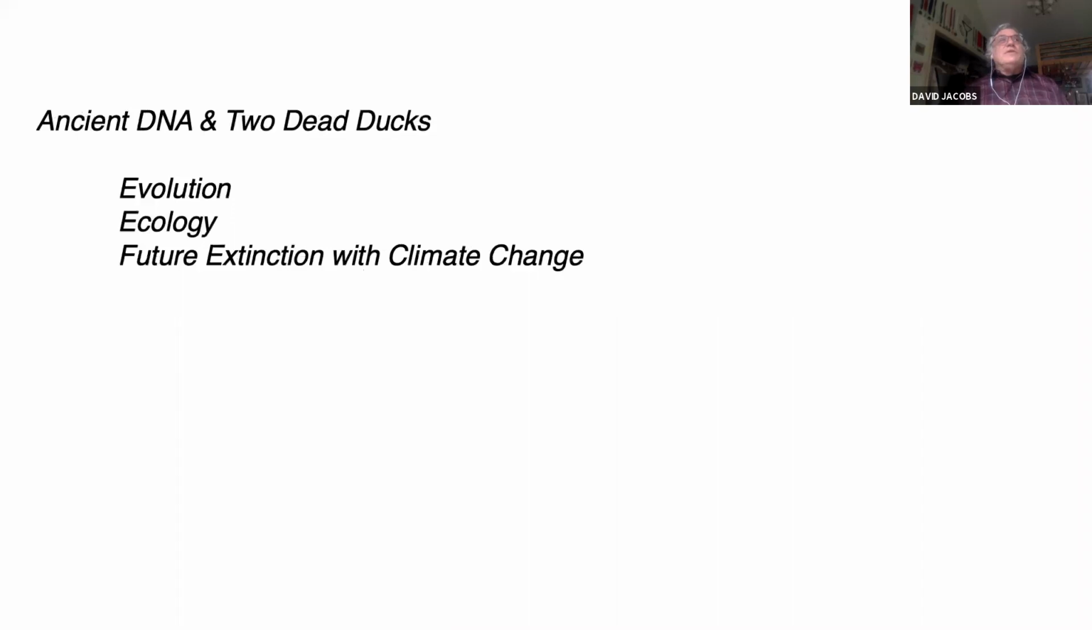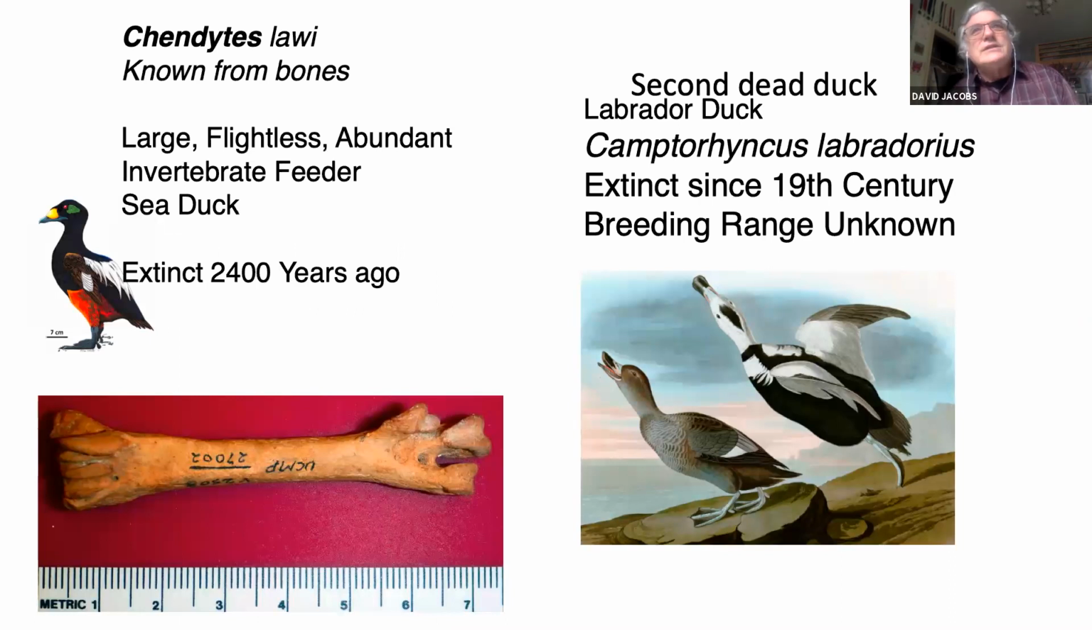And without further ado, let's talk about two dead ducks. So we'll talk about evolution, ecology, and possible future extinction of these two ducks. One of them, on the left, we don't really know what this looked like because we don't know it from anything but the bones from archaeological sites. It is a large flightless duck that lived on the California coast, but went extinct because people ate it about 2,400 years ago. The last ones were eaten.